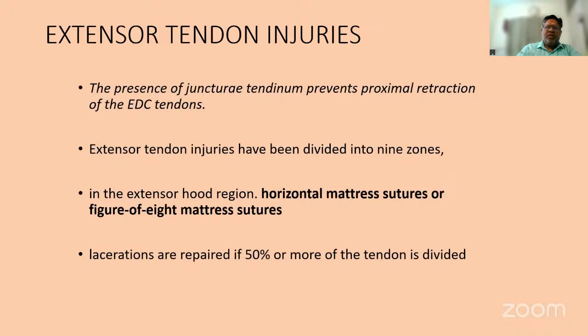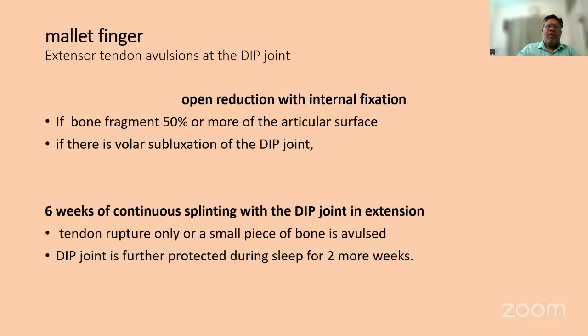So the presence of the juncture mainly prevents the proximal retraction of the EDC tendon. Extensor tendon repair is usually done with the horizontal mattress or the figure of 8 mattress stitches, and if it is circular, then you can go for a modified Kessler's.